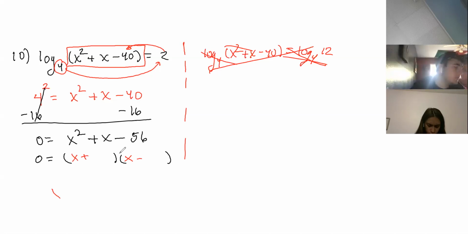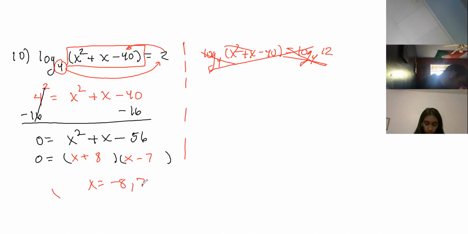x minus 7, x plus 8. So we get x equals -8 and +7. And then you would plug them both in, even the positive: 7 squared, so you would get 49 plus 7 minus 40. I can't get that in there because I don't have enough room, but does that make sense?